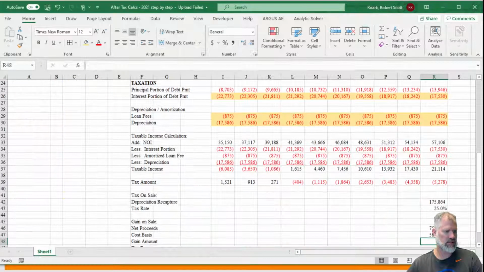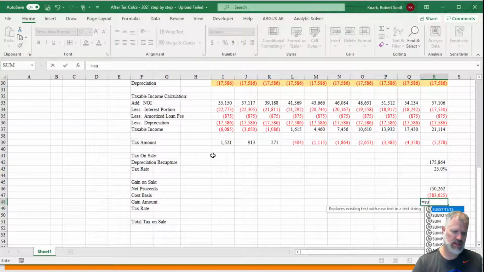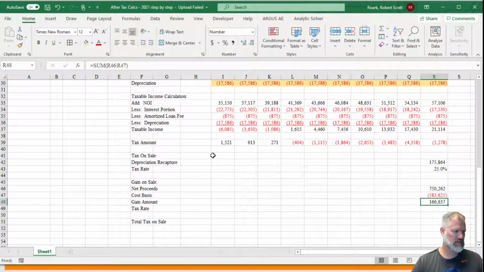My purchase price, recall, was up in my transaction bucket. Oops, and I don't need a negative there. Let me get rid of the negative sign. So I paid $583,625. That was my cost basis. So the sum of those two numbers gives me my gain amount of $166,000.